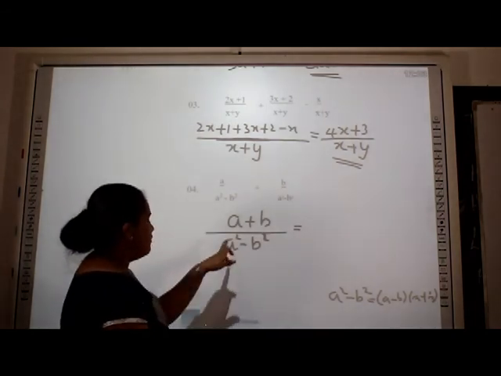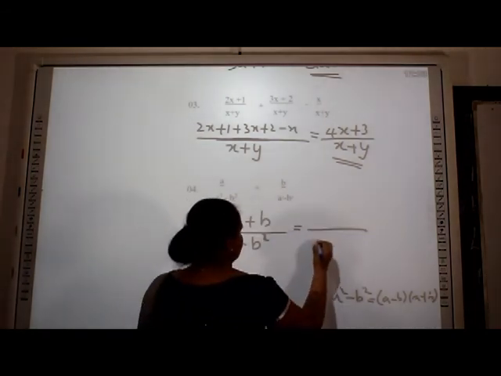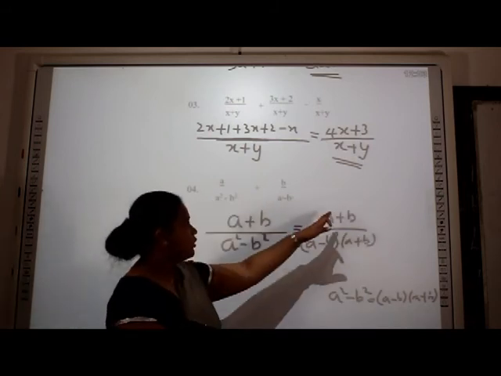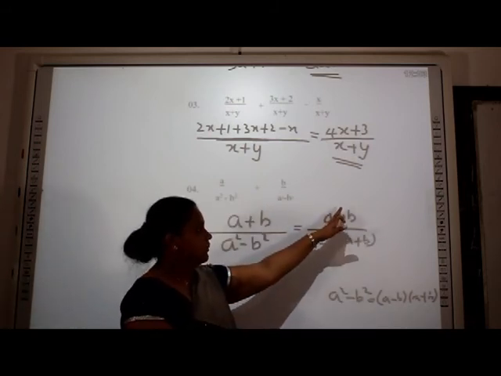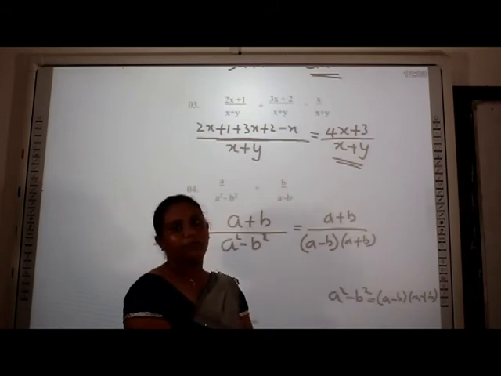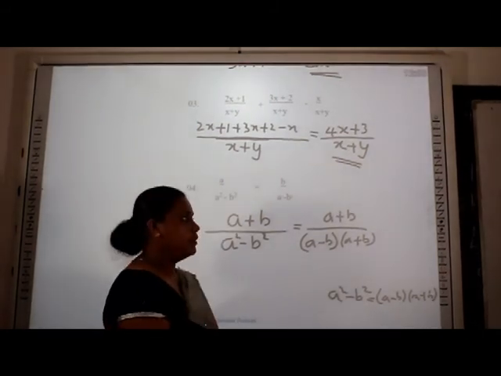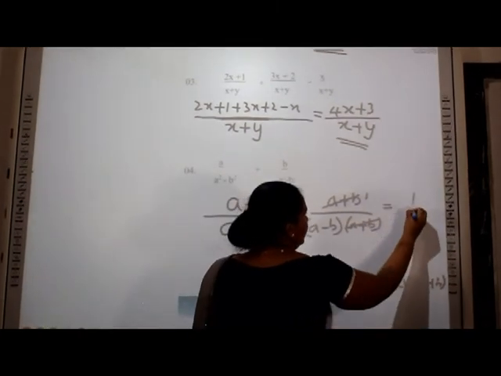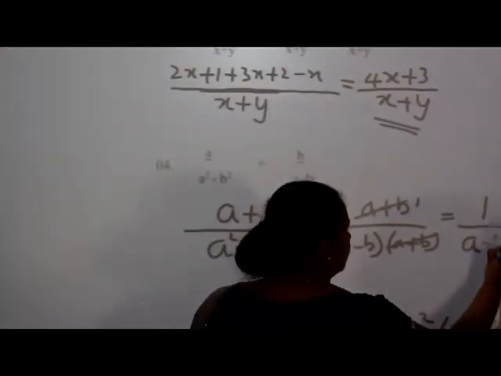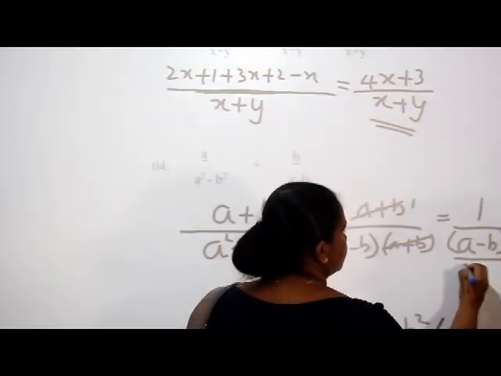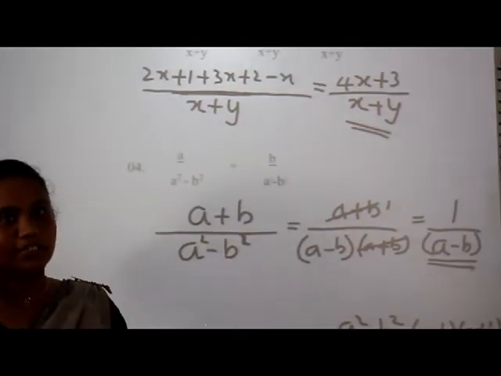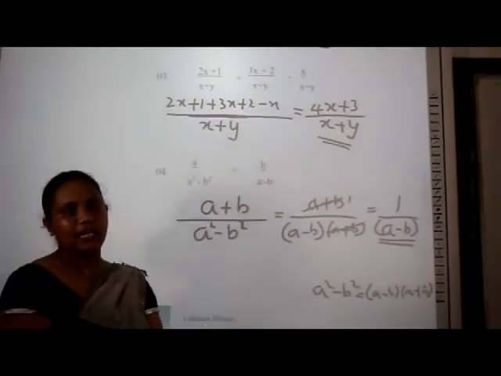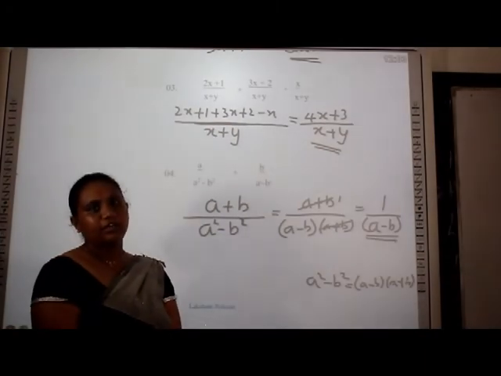So, I will write the answer in here. A minus b into a plus b. Here, you can see in the numerator part also a plus b, the denominator part also a plus b. Now you can divide them. 1. So, the final answer is 1 over a minus b. That's all. So, you can simplify fractions like this by using your textbook.